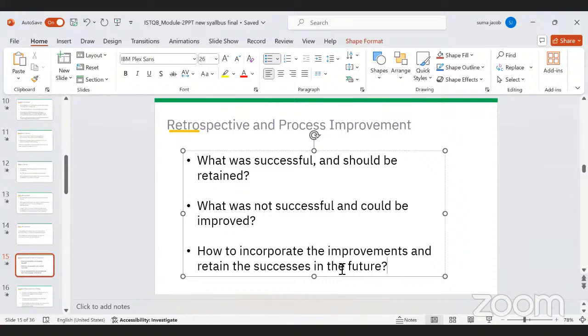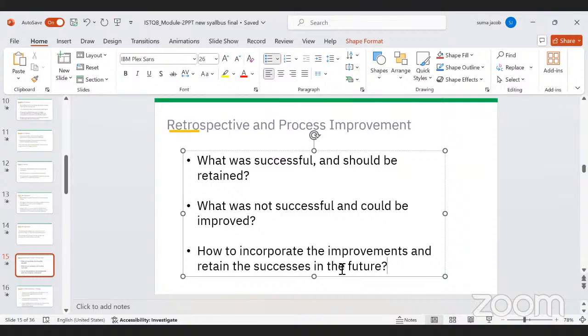So based on the feedback from the retrospective, maybe in order to improve the communication, they might implement daily stand-up meetings. So the communication can be improved, and one of the team members will be responsible for actually conducting the daily stand-up. So all these are the different points that will be discussed in the retrospective meeting.